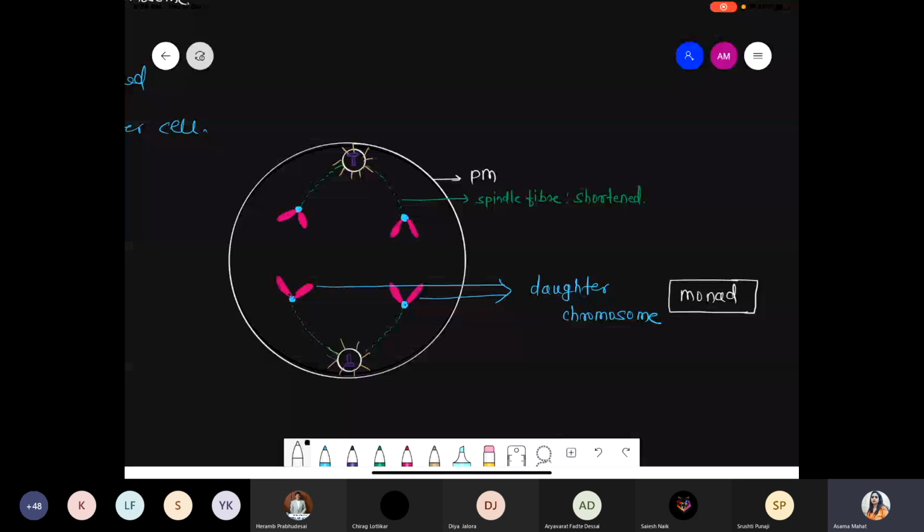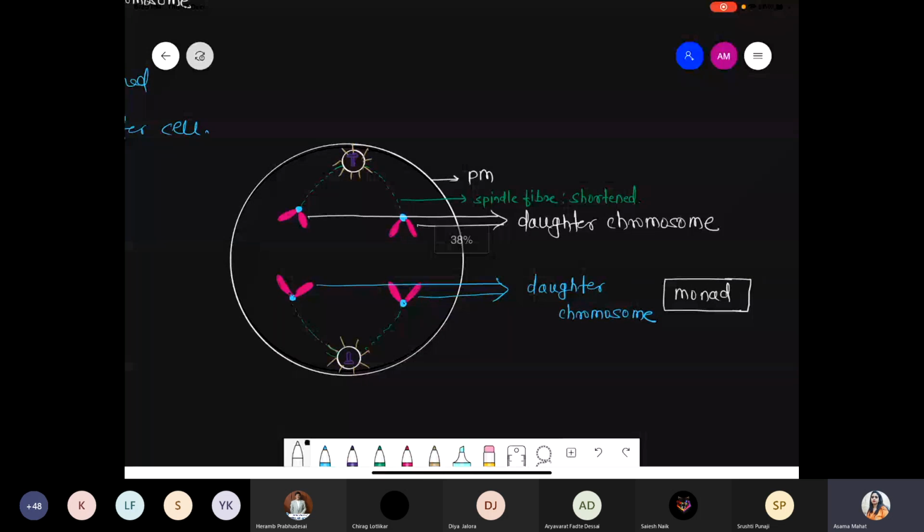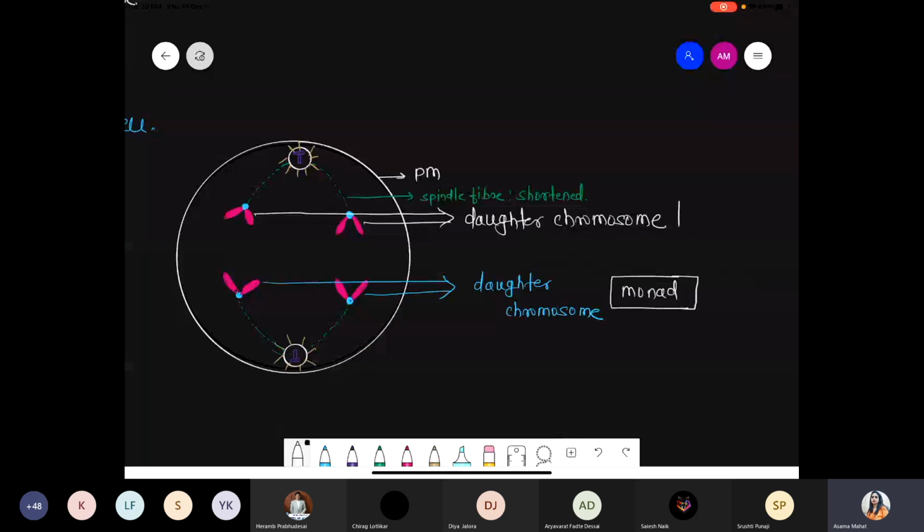So here the monad condition is maintained. Similar condition for the other part, the other half of the cell. Now it is represented as a daughter chromosome, and in future the daughter chromosomes form a daughter cell. So again this daughter chromosome maintains this stage, that is the monad stage.